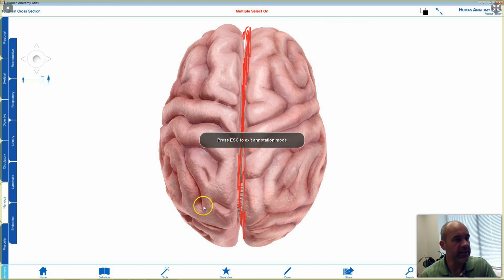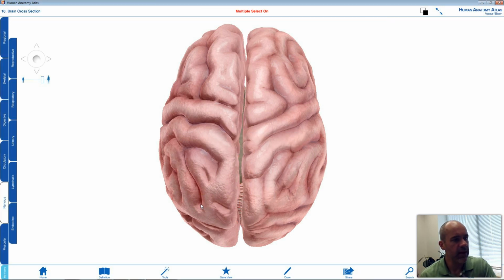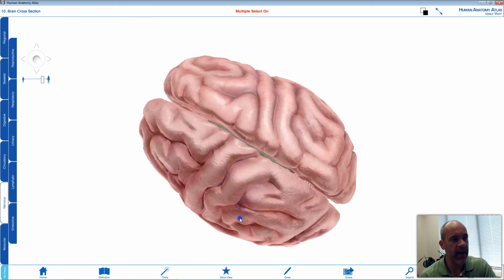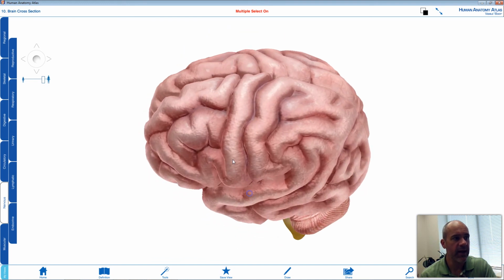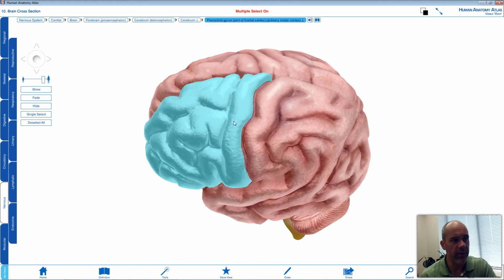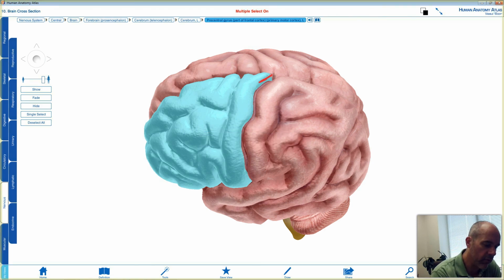The next one on your list, the central sulcus. The central sulcus is a fairly deep sulcus that divides the frontal lobe, and this is actually part of the frontal lobe right there, from the parietal lobe, which is back in here. So I'm not going to highlight the parietal lobe, but it's right in there. So there is a pretty deep sulcus that runs right in between the frontal and the parietal lobe, and that is called the central sulcus.